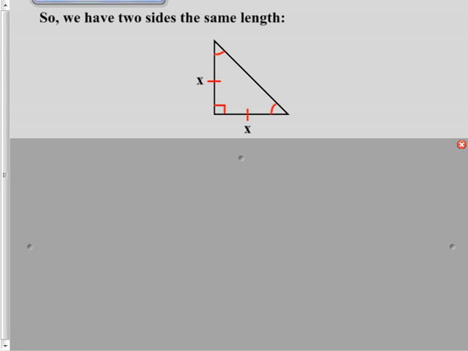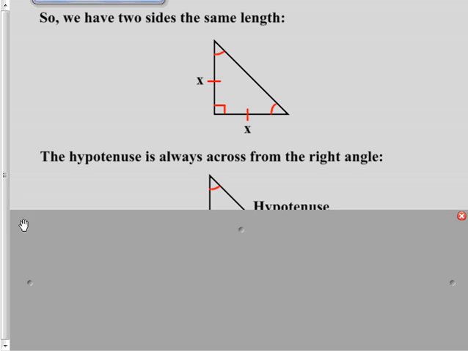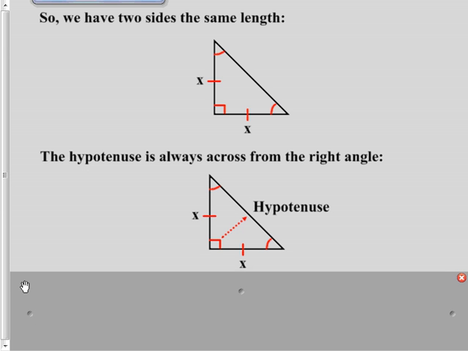Now, our two legs obviously are going to have the same length because they are congruent. Our triangle is going to be isosceles because of the two 45-degree angles. So whatever one of the legs measures, the other leg is going to measure also. And of course, just like in our discussions of Pythagorean, the hypotenuse is always going to be across from the right angle. So there is our hypotenuse. Please mark that on your diagram as well.